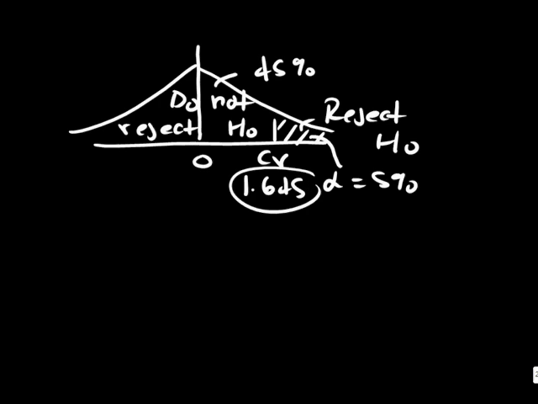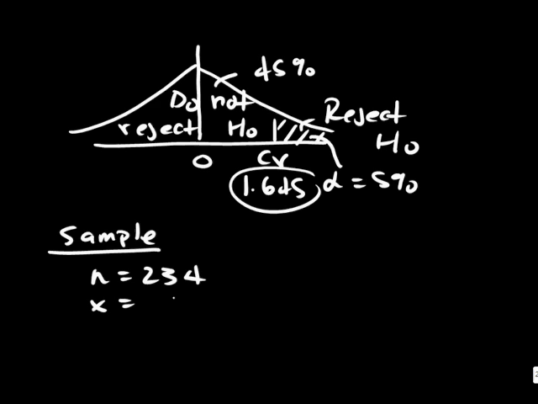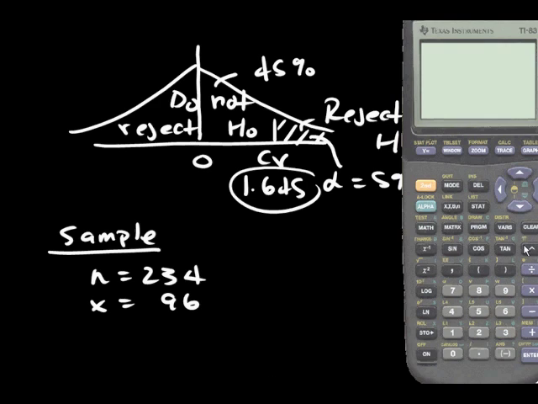The sample information tells us that we have a sample size of 234. There are 96 successes, which implies that we have a sample proportion, approximating this to the nearest hundredths, of 41%.